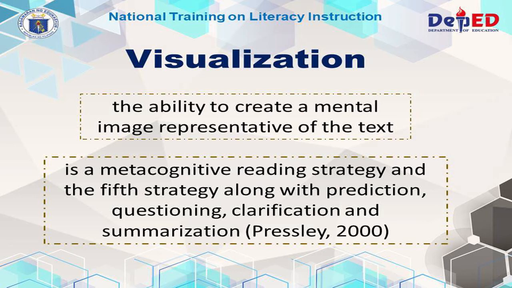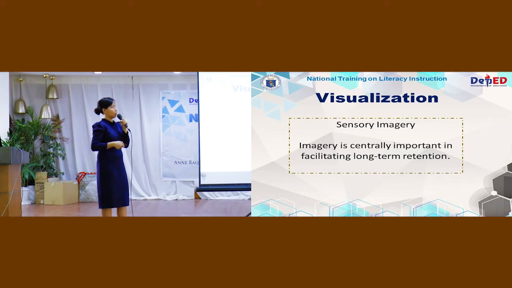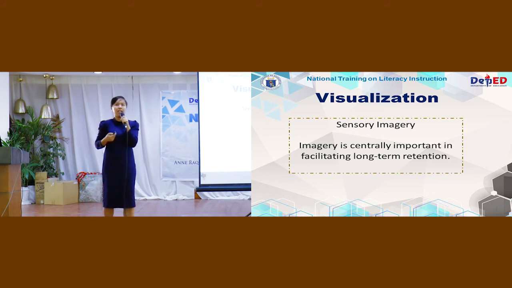So what do we mean by visualization? The ability to create a mental image representative of the text. That when you read, I can see it in my mind. I can imagine it. And it is a metacognitive reading strategy. Okay? In fact, it is the fifth strategy along with the popular strategies like prediction, questioning, clarification, and summarization. Presley is a famous researcher in comprehension strategies. Okay? Another term for visualization is sensory imagery.